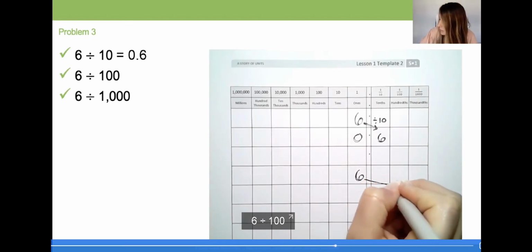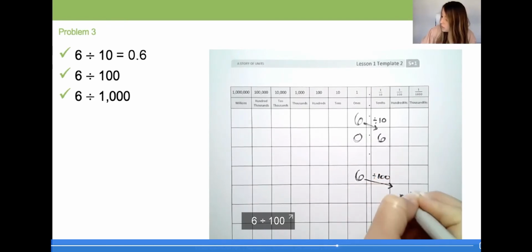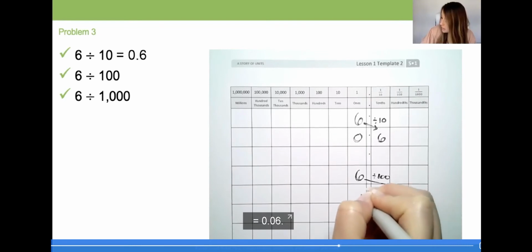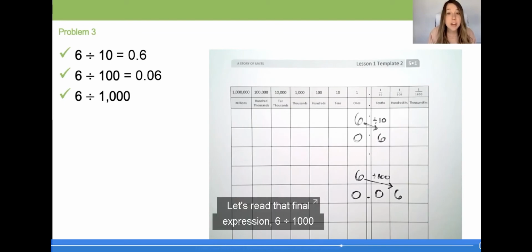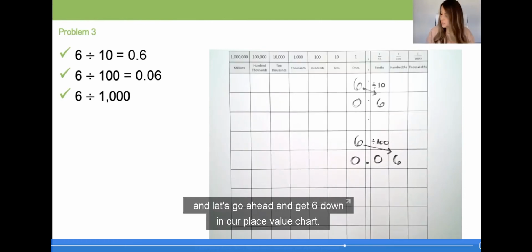6 divided by 100 equals 6/100. Let's read that final expression. 6 divided by 1,000. And let's go ahead and get 6 down in our place value chart.